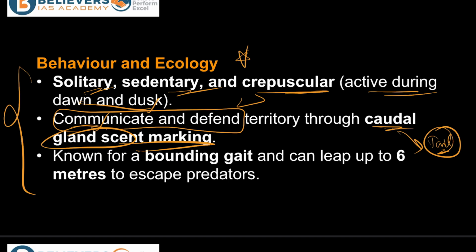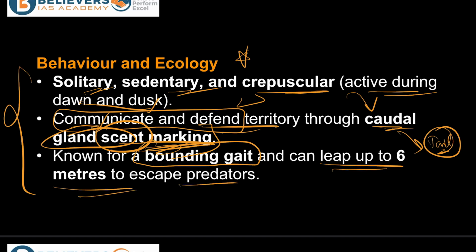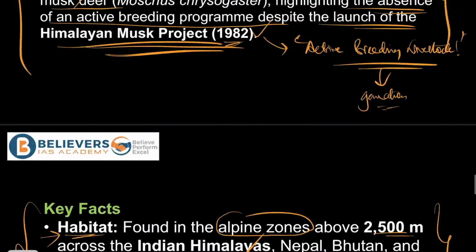Like you have observed how dogs sniff another dog's tail, right? It tries to communicate that way. And in order to defend its territory, another important thing, this particular species of deer emits a particular scent for marking its territory. They are also known for bounding gait and can leap up to 6 meters to escape predators. Bounding gait is basically the locomotory feature in terms of how a particular species runs or jumps.